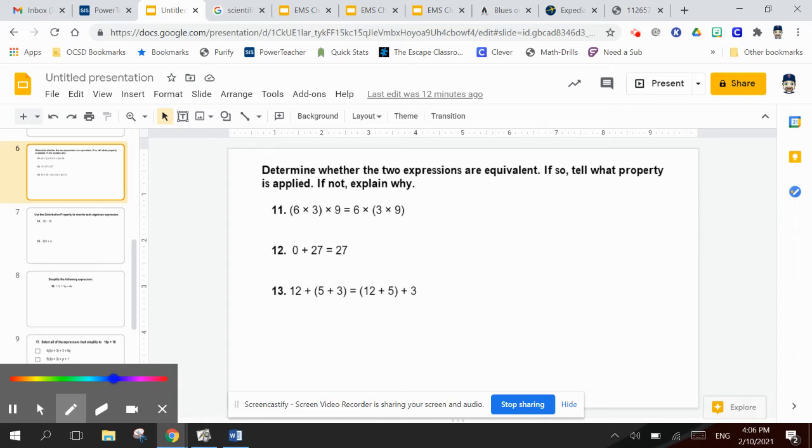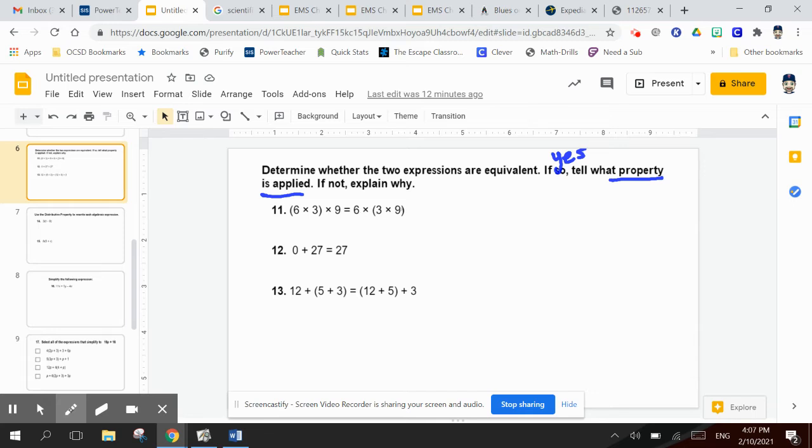Numbers 11, 12, and 13, they want you to determine whether the two expressions are equivalent. If so, tell what property is being applied. If not, explain why. So if it's a yes, you have to tell what property is applied. If no, explain why.